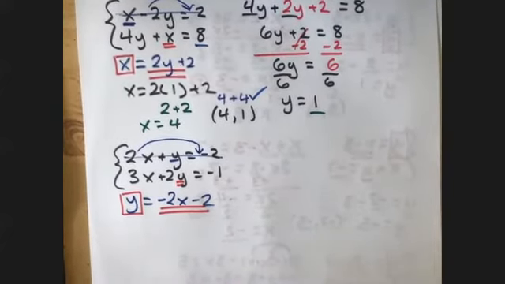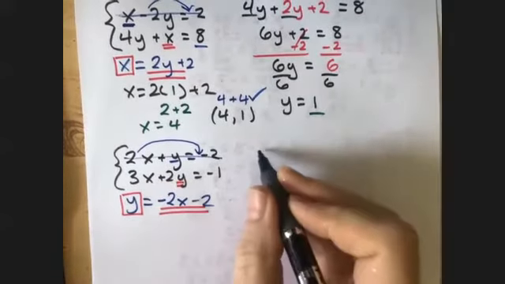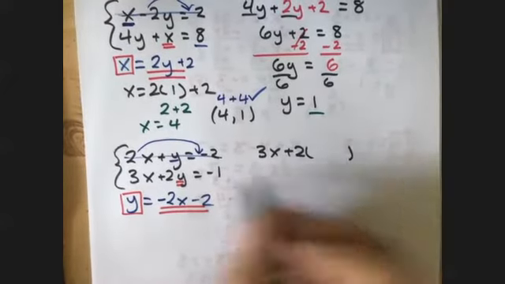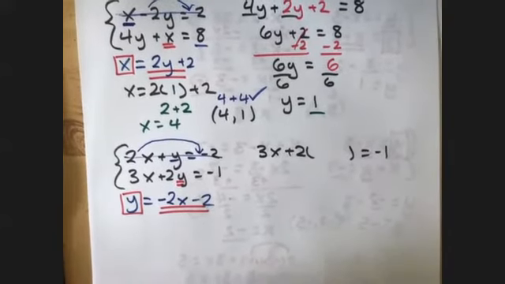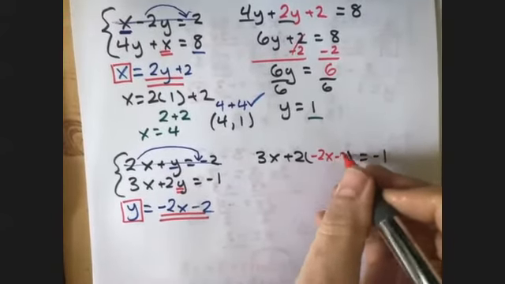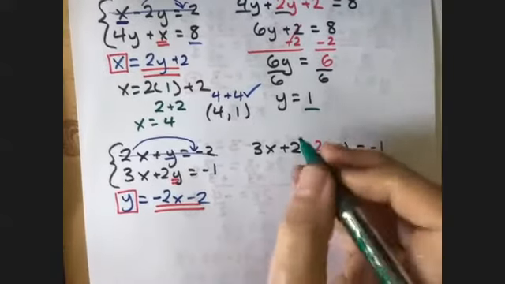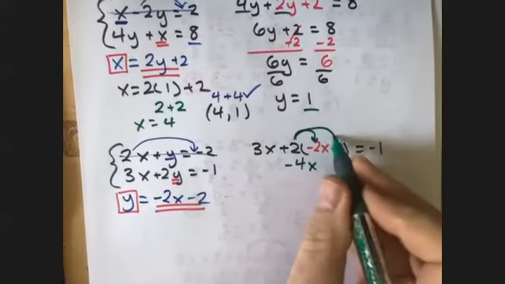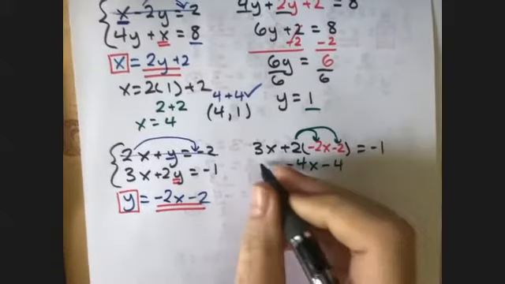Now I'm going to rewrite the entire bottom equation, but I'm going to open up the y with a big set of parentheses. So 3x plus 2 big parentheses equals negative 1. It helps if you say it, by the way. Then I'm going to plug in this right there, negative 2x minus 2. Now I have to do the distributive property. 2 times negative 2 is negative 4, and the x stays there. And then 2 times negative 2 again is negative 4. Everything else just drops down.